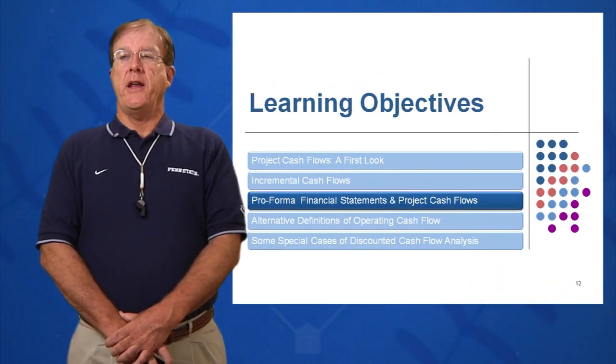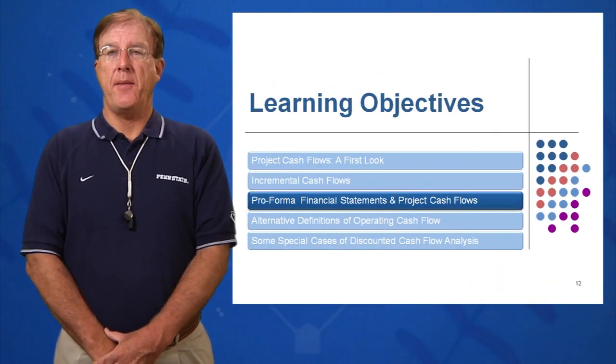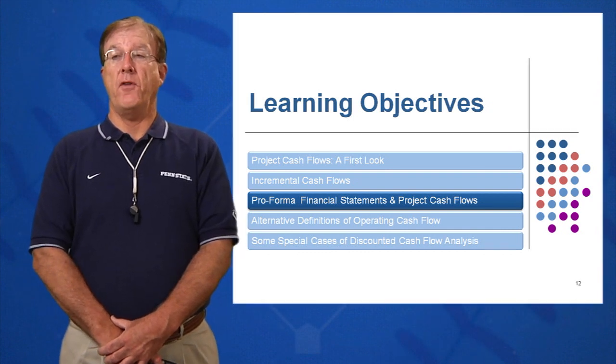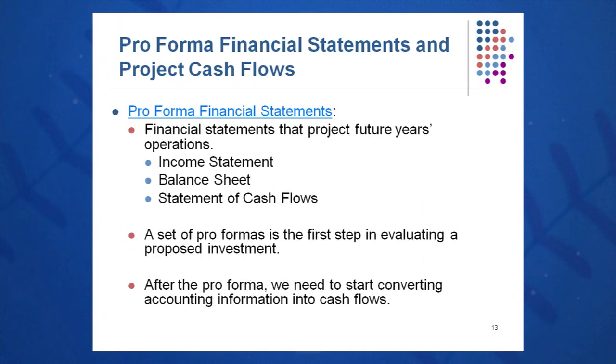Learning objective number 3 regards pro forma financial statements. How do we build them and the project cash flows that result from them? So essentially, again, we're going to do these in order.